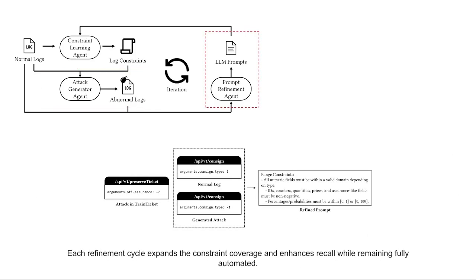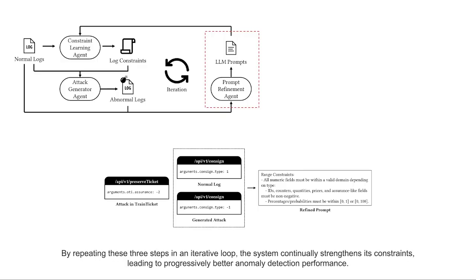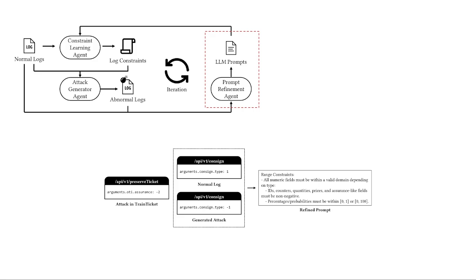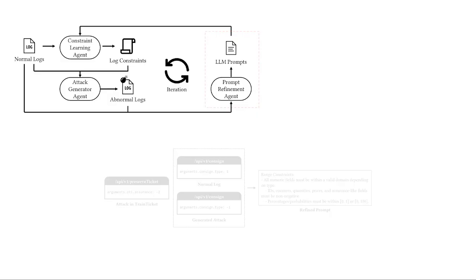The prompt refinement agent analyzes where current constraints fail and updates the prompt accordingly. It incorporates missing comparison rules, naming similarities, and range checks into the next iteration. Each refinement cycle expands the constraint coverage and enhances recall, while remaining fully automated.